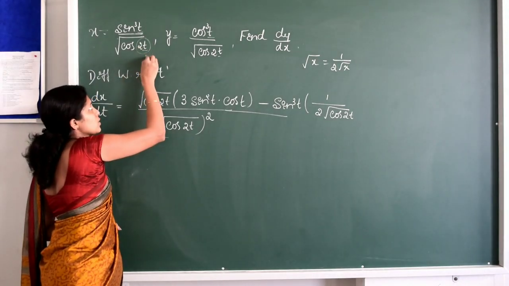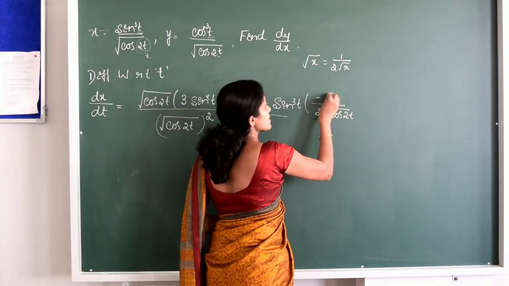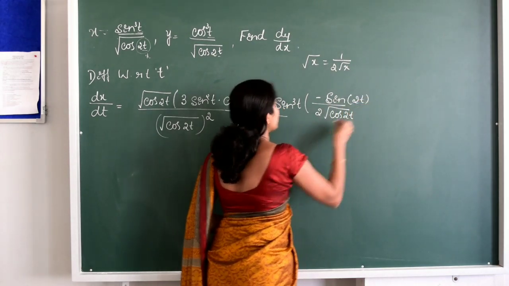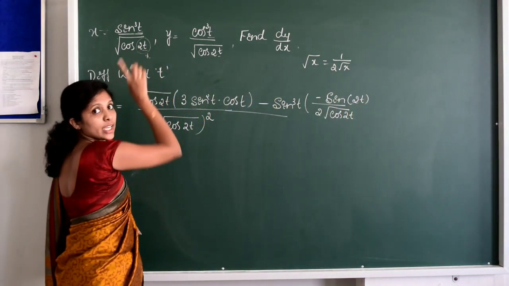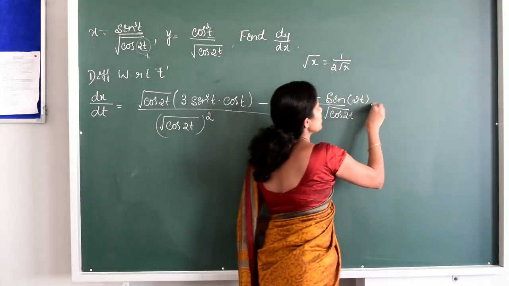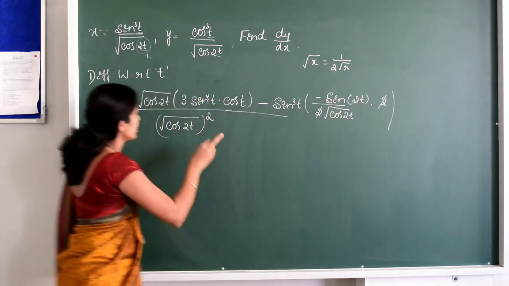Here we have 2t, so the derivative of cos x will be minus sin x, that is now minus sin of x, where x is now 2t. Is it clear? 2t into the derivative of 2t, it will be equal to 2 because the derivative of t will be 1, so into 2, so that I can cancel 2 and 2. Is it clear? I will simplify this.